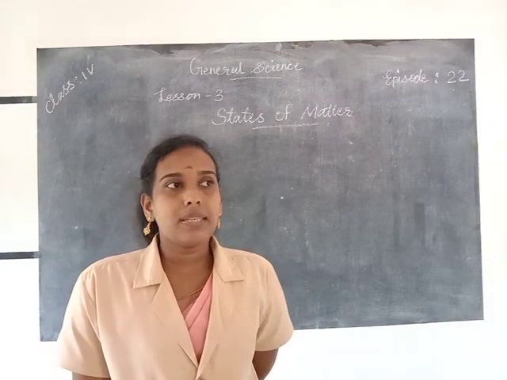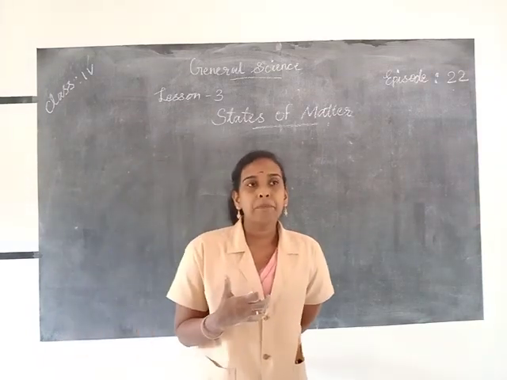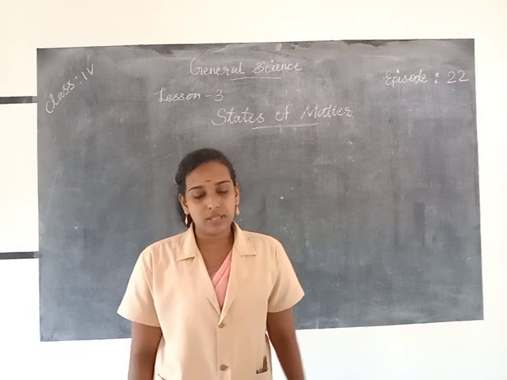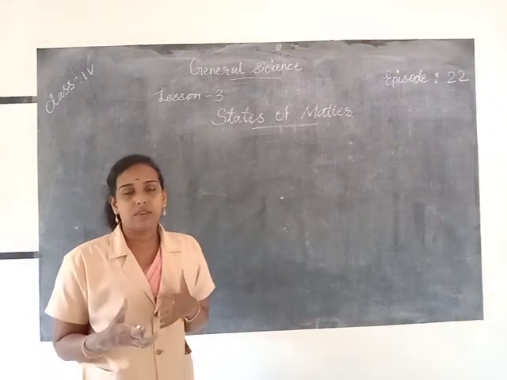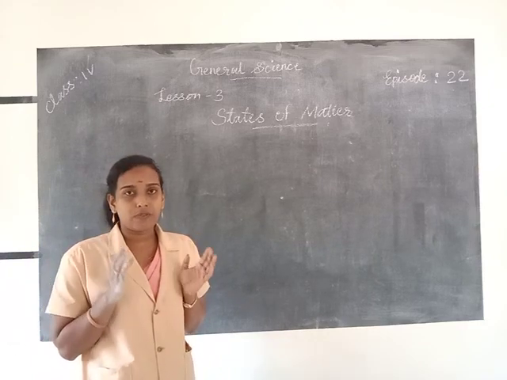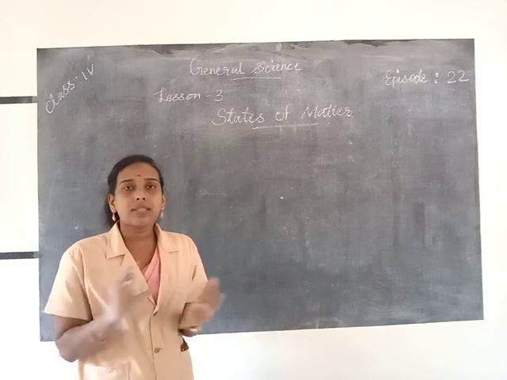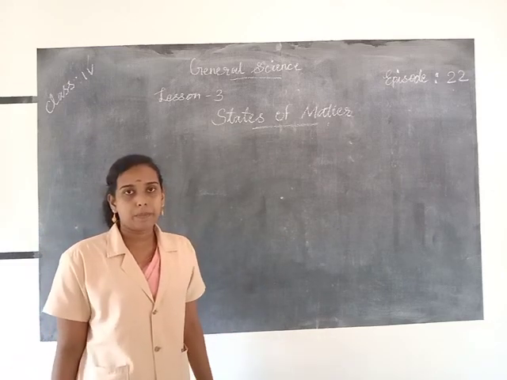For example, gases: we need oxygen to breathe. Okay, and oxygen is a gas. Oxygen is a gas and that is very important for us to live. And all living things need oxygen, and oxygen is a form of gas. Oxygen has no fixed shape and no fixed volume.